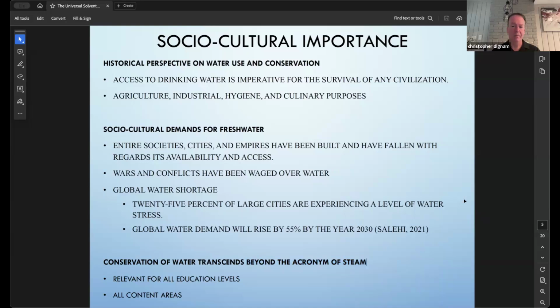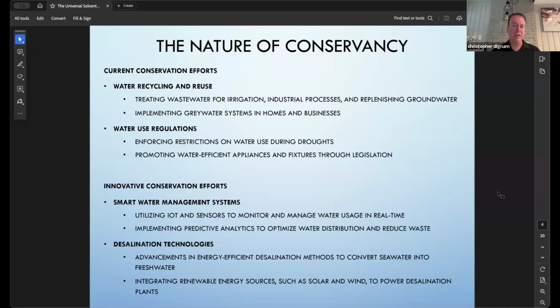type of approach for educators for the conservancy of water is STEAM based. Current conservation efforts, looking at what's happening in the world and what occurred in the past thousands of years for trying to conserve water and efforts, and how it's tied to the carbon cycle, water cycle, but treating wastewater, irrigation, industrial processes, replenishing groundwater. There's a lot of science, tech, engineering, and mathematics that goes into this.